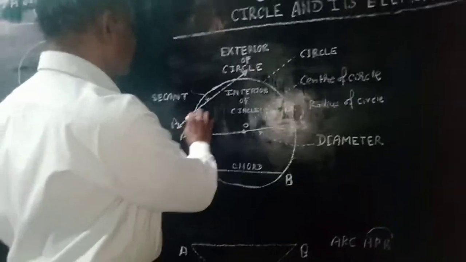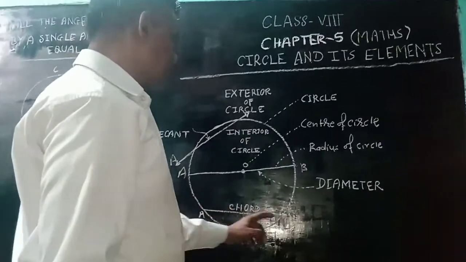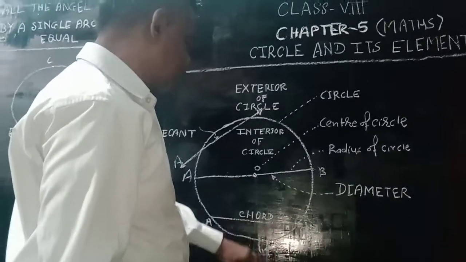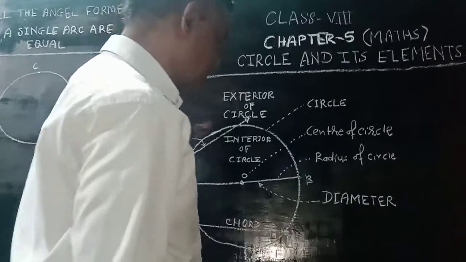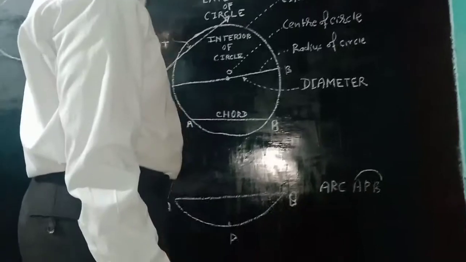Another line, passing through the intersection of the circle, is known as a secant. And the line segment that intersects the circle and divides it into two portions, this is a small portion and this is a large portion. This is called a chord of the circle. And the separated portion is known as an arc of a circle.